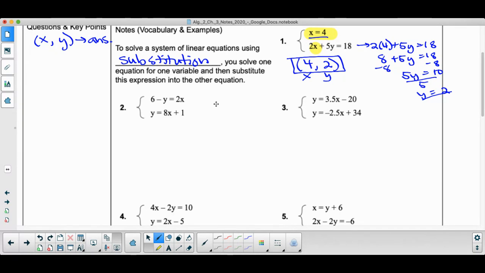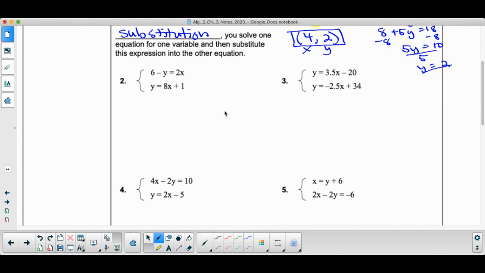Let's try one using expressions instead. All right, so number 2: 6 minus y equals 2x, and y equals 8x plus 1. Well, y equals 8x plus 1, so I'm going to take that 8x plus 1 and substitute it in for y here. So 6 minus (8x plus 1) equals 2x. The key to know if you've substituted right is to see, is there only one variable to solve for now? And yes, there is. And you can see this 8x plus 1 replaced the y.